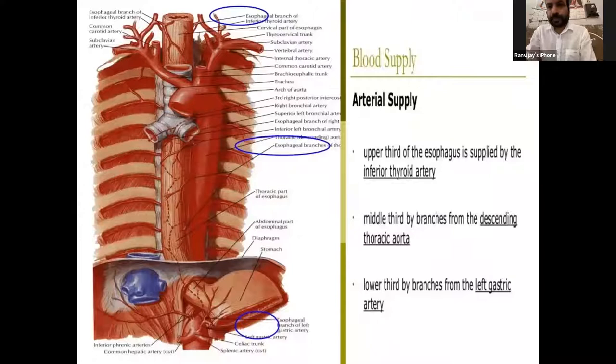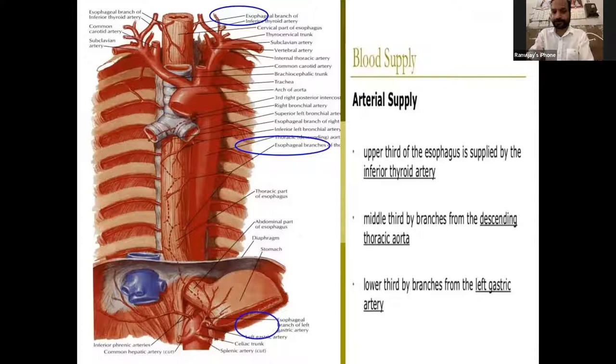Now, if you see the blood supply, the arterial supply, the upper third of the esophagus is supplied by the inferior thyroid artery, the middle third by the direct branch from the aorta, that is the descending thoracic aorta, and the lower third by the left gastric artery and left inferior phrenic artery.